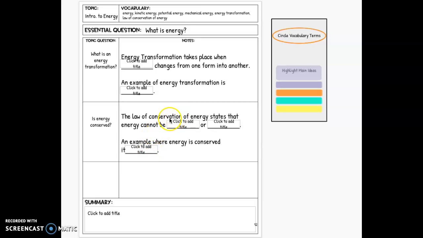On this page, again, you're going to do this the same as the first page. You're going to highlight important details, main ideas, circle vocabulary terms, and then you're going to write a summary answering the essential question.